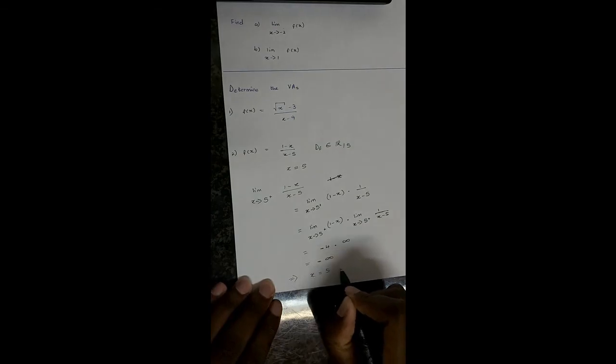It'll be negative infinity. So from our conditions, if we can get negative infinity or infinity, then at that particular point we have our vertical asymptote. Therefore x equal to 5 is a vertical asymptote. So that's it for theme 2.2.